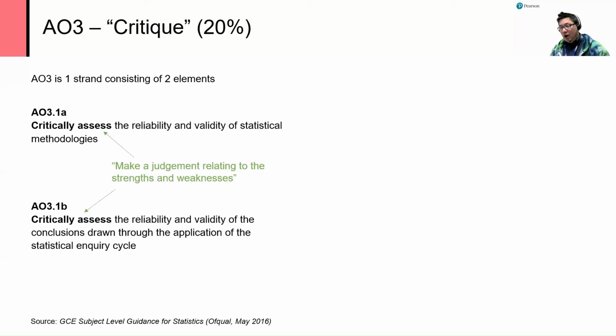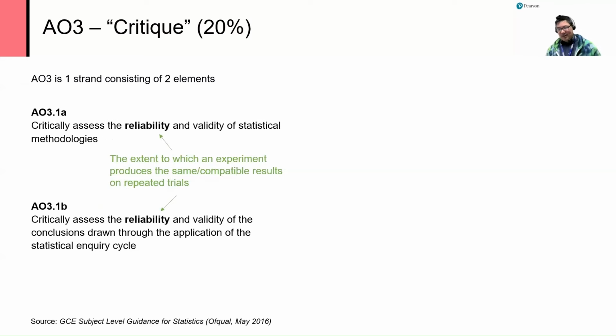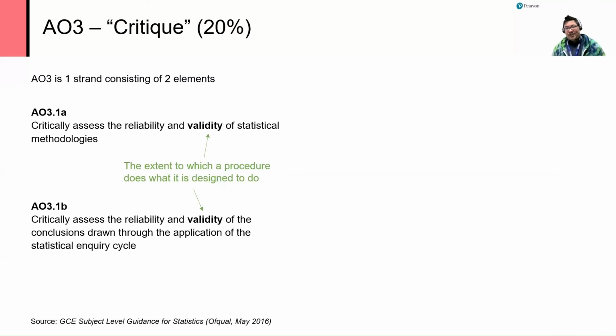Now, there are some words in there that really do need defining, and thankfully they are defined in the Ofqual document. Critically assess, what we mean by that is, can they make a judgment that relates to the strengths and the weaknesses? When we talk about reliability, we're talking about the extent to which an experiment produces the same or compatible results on repeated trials. And validity is the extent to which a procedure does what it is supposed to do, what it is designed to do.